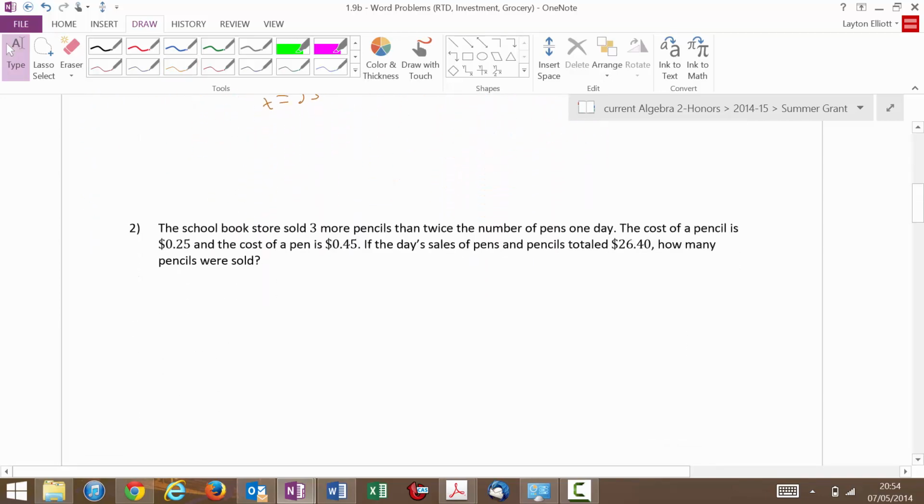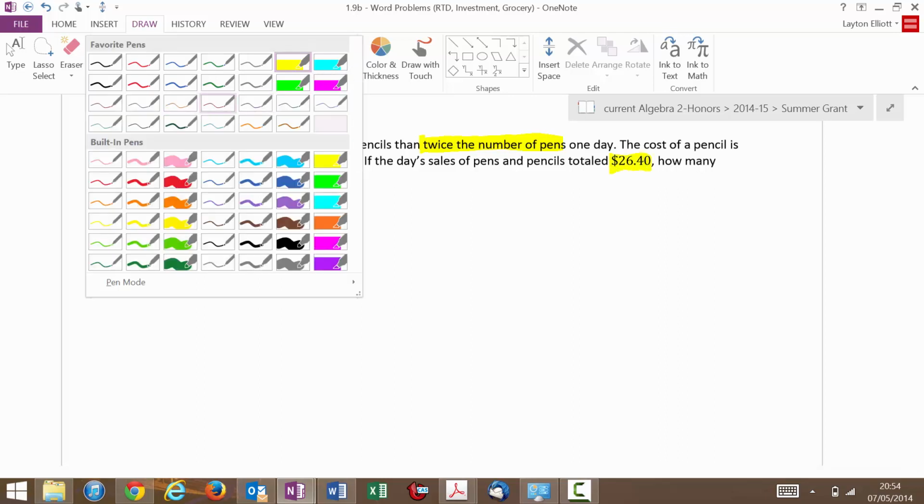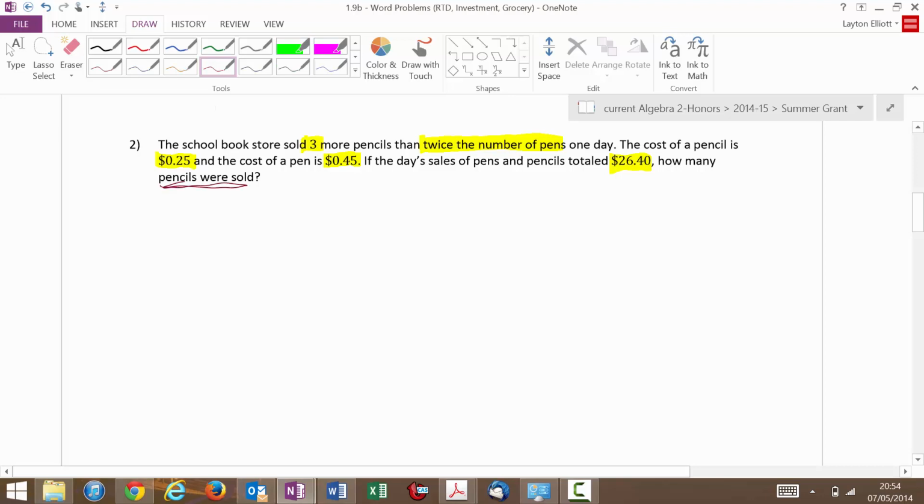Moving on to the second one, we have a school bookstore that sold 3 more pencils than twice the number of pens in one day. The cost of a pencil is 25 cents. The cost of a pen is 45 cents. And our total for the day, total of pens and pencils, was $26.40. It wants to know how many pencils were sold. Again, if it wants to know how many pencils were sold, I can say let x equal the number of pencils sold.